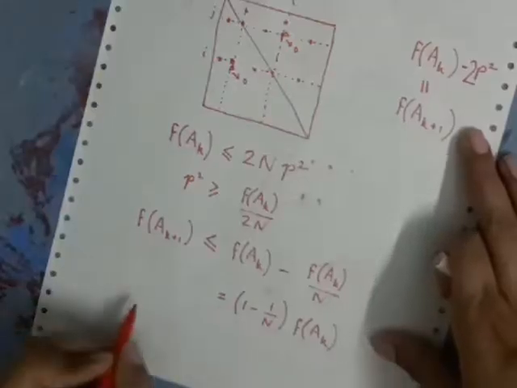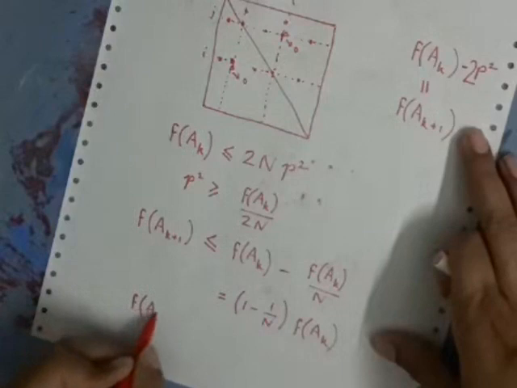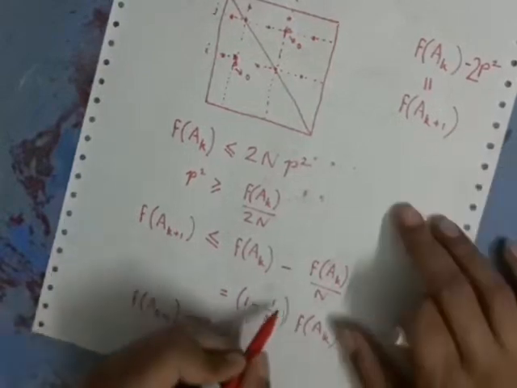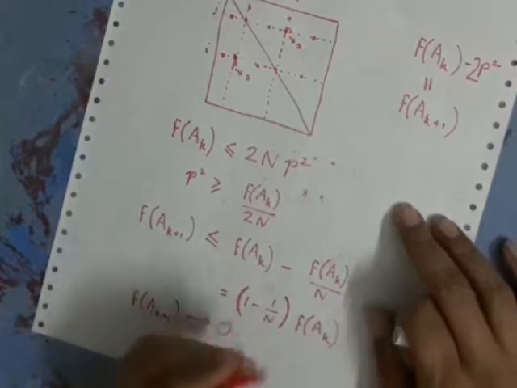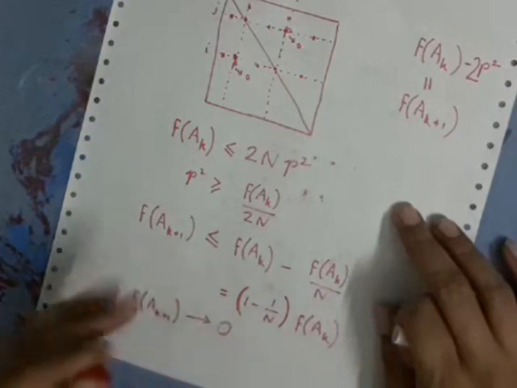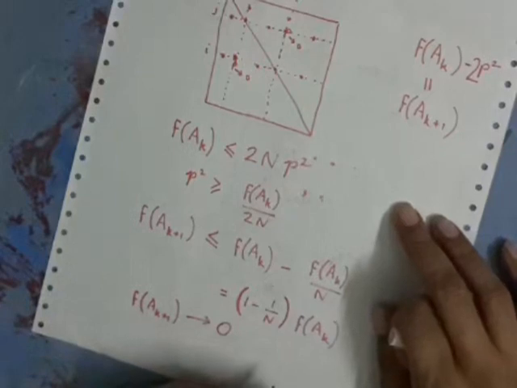What it says is that f(A_{k+1}) must go to 0, and this factor being strictly less than 1, it will come down at a geometric pace and eventually approach 0, and that will complete the proof that all the off-diagonal entries must individually approach 0.